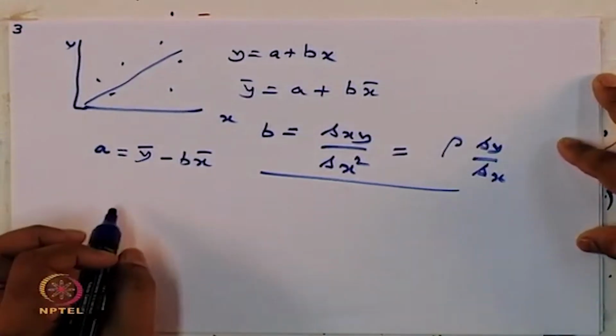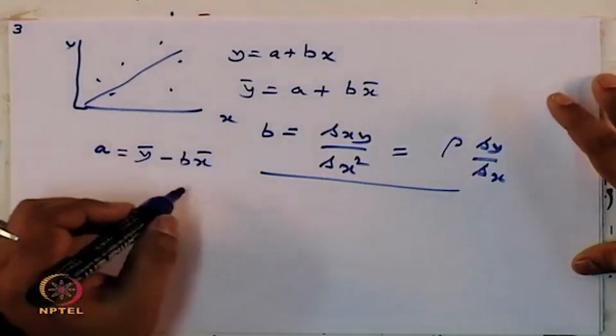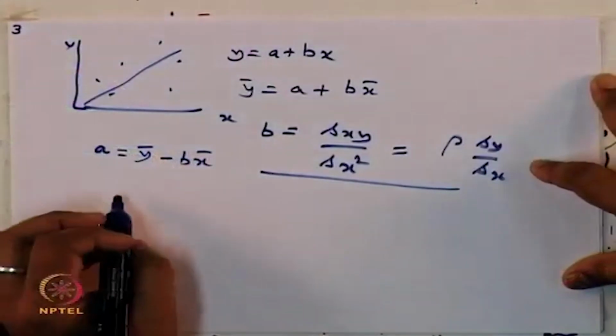Let us take one example once more and do one more thing. The first step is of course to find out the values of a and b, but the next step is to ask, is this equation a good enough fit for this particular experimental data? So, let us do one particular example.